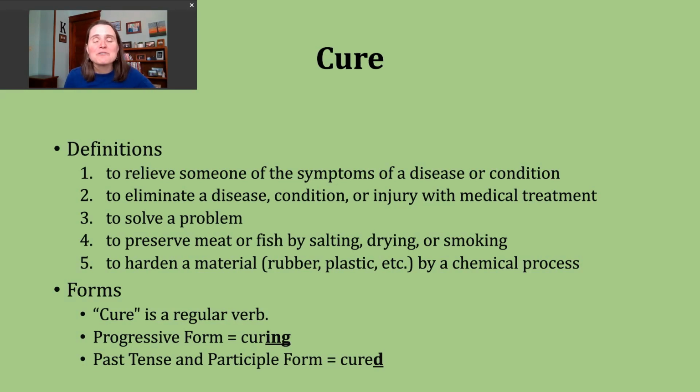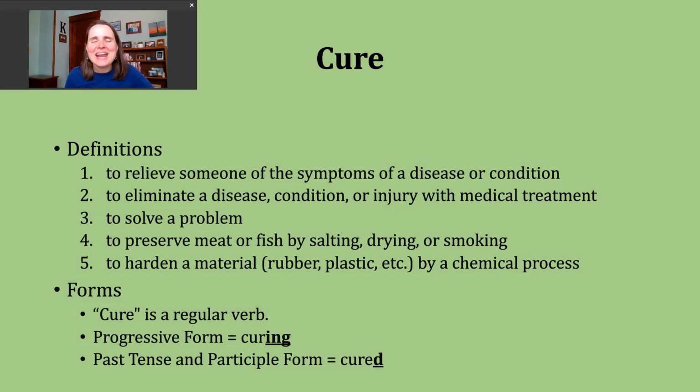Now, a third way you might encounter the verb cure can mean to solve a problem. We'll see an example of this a little bit later in the video. A fourth way the verb cure gets used can mean to preserve meat or fish by salting, drying, or smoking it. This allows one to eat the meat or the fish at some point in the future, kind of beyond the period of time you otherwise would have eaten it.